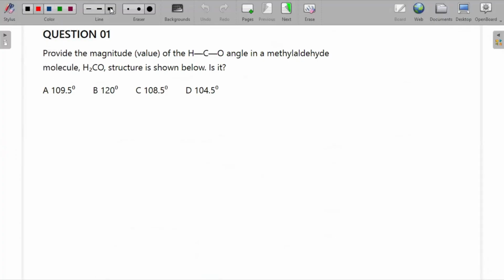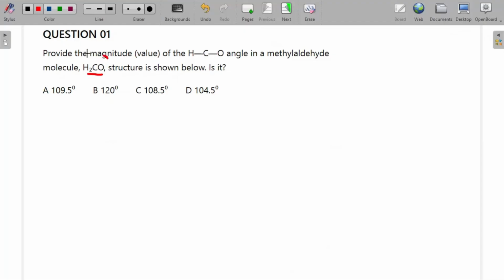Okay, so this is the first question here. The question says, provide the magnitude or value of the H to C, C to O angle in the methyl aldehyde molecule, which is given by the structure shown below. So what is the angle between the H, the C, and the O?